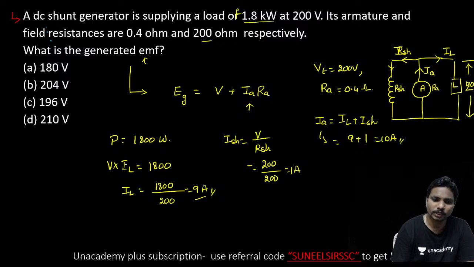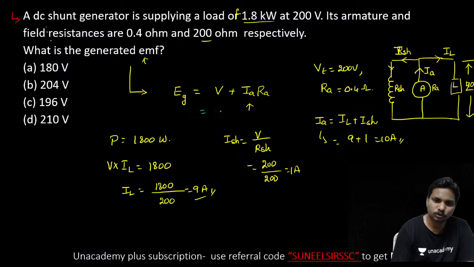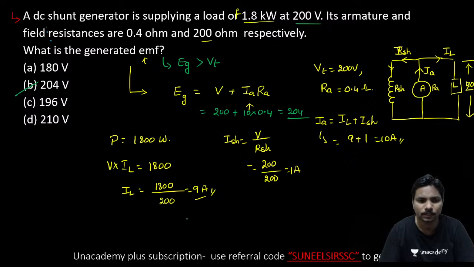Then we can easily find out the EG. Just substitute the terminal voltage 200 plus IA is 10 and RA is 0.4. That is nothing but 204. So we can give the answer as option B. Simply we can get the idea that generated EMF EG is always greater than the terminal voltage. So the answer may be greater than 200 volt, but greater than 200 volt we have two options. So that's why we need to go for the solution.